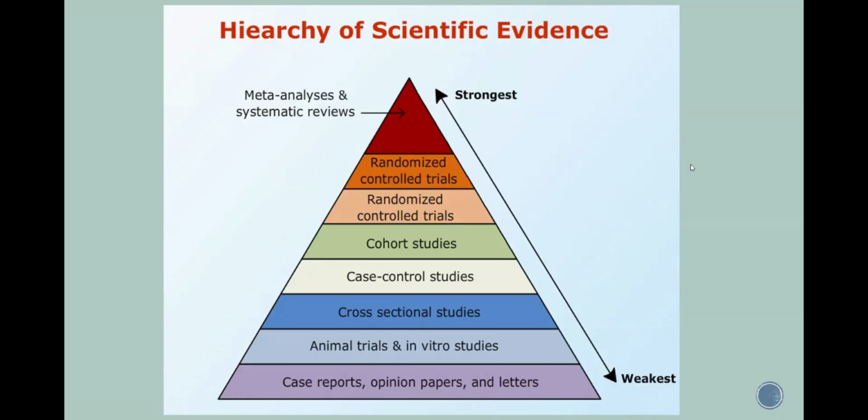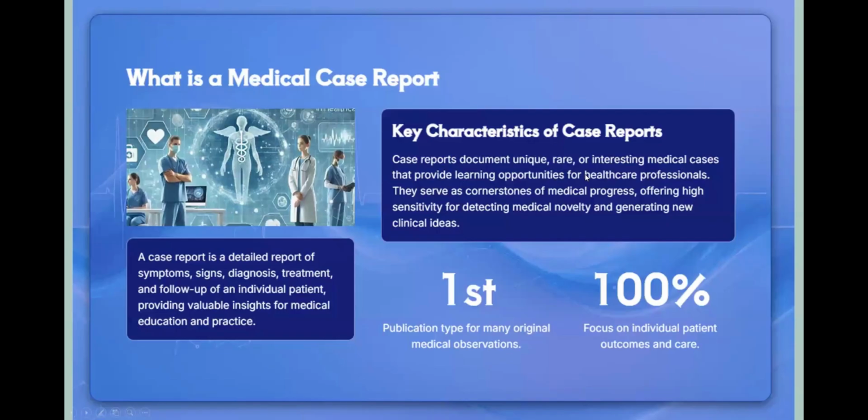Because an original article takes time, there should be a robust process for that. So first, I would suggest that if you are into publications, or if you have to, try to go first, as a first step, with a case report. Again, it's a first publication type for many original medical observations, and I would say it was surprising for me to go through a certain case report which has now become a very well-known phenomenon in the medical world.